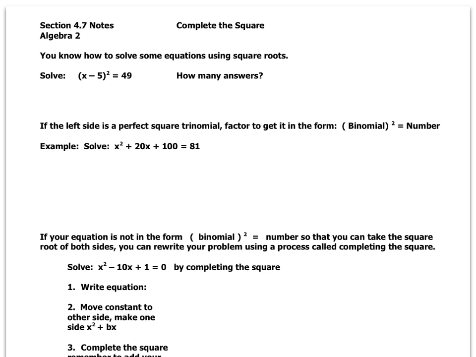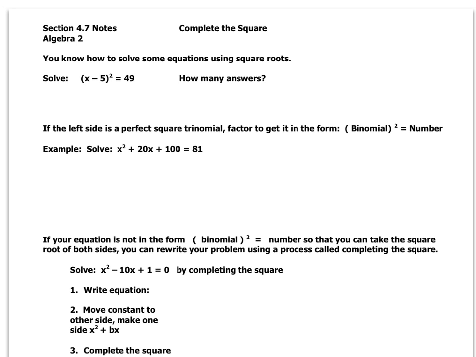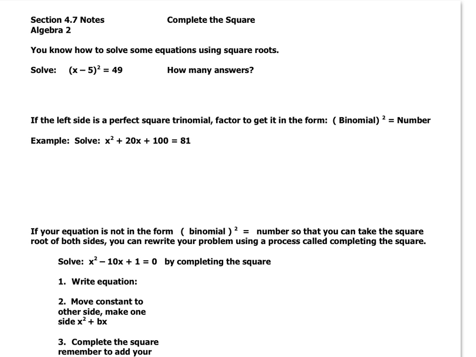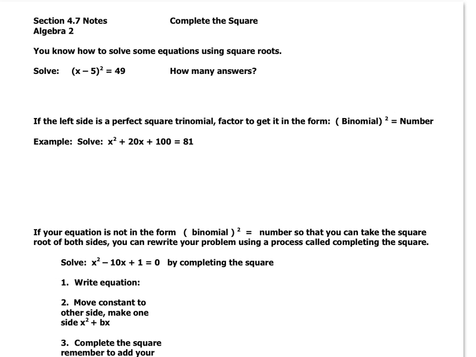So you know how to solve some equations using square roots. We've done this, so let's solve this one right here. I've got x minus 5, the quantity squared. So to get rid of that squared, I need to take the square root of both sides. So that leaves me with x minus 5 equals positive or negative 7.